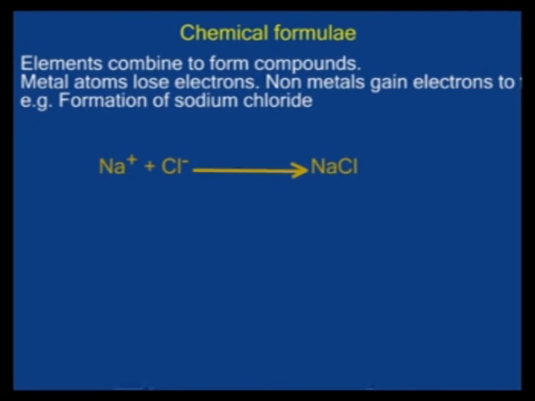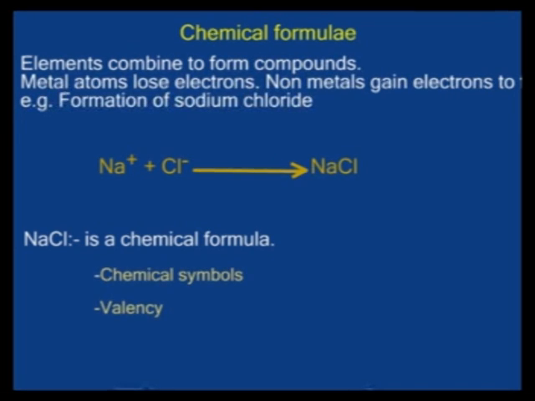Now the two ions combine to form a compound. That is, sodium ion plus chloride ion would form sodium chloride. When sodium chloride is written using these symbols, this is called a chemical formula. Now, in order to write the chemical formula of a compound, we must know the chemical symbols of the elements involved and their valencies. The element that loses the electron comes first.